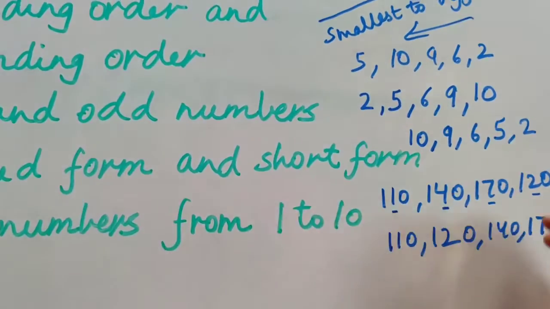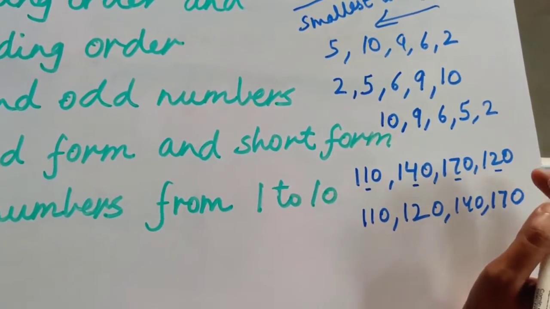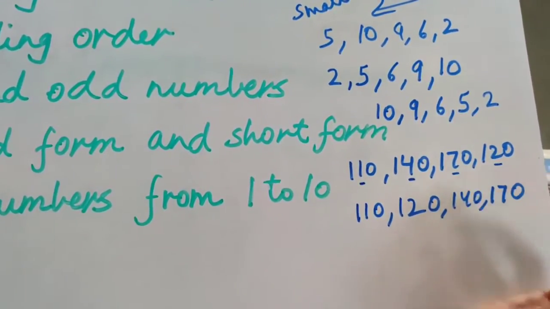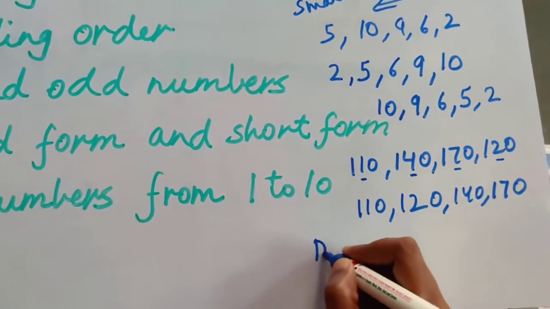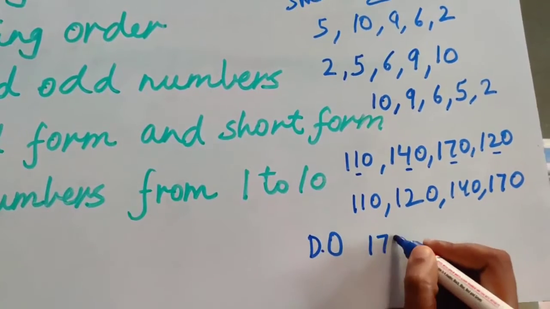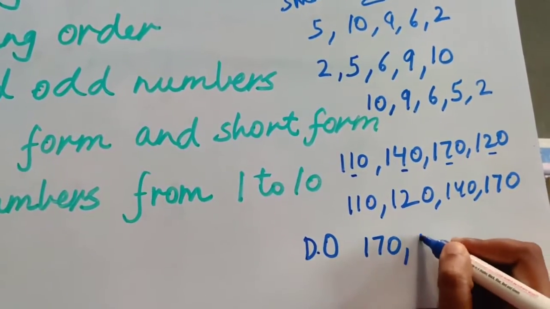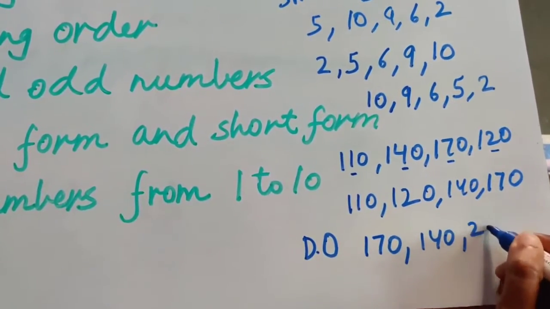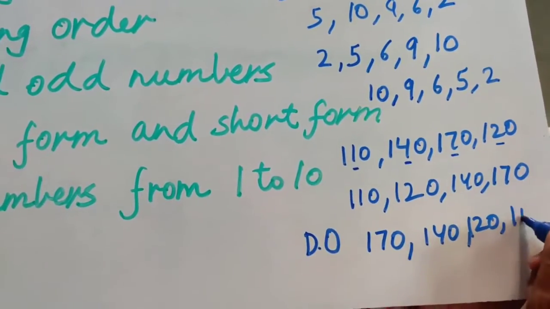So this is the way we can arrange the numbers in ascending order. And in descending order, if I want to arrange them, then we have to write first of all the biggest number, that is 170, then 140, then 120, then 110, right?